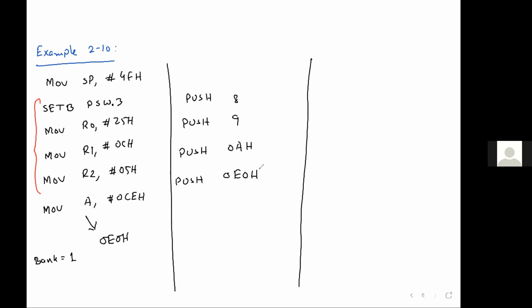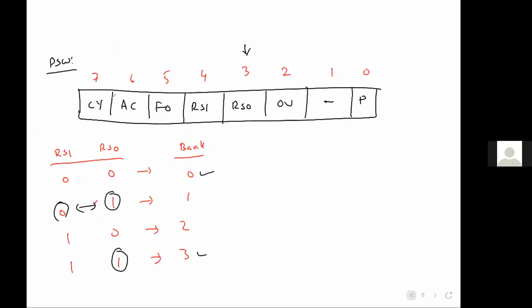Sir, can you repeat the push part again? All right. So see, when we have got this specific line, now you need to be careful about your register bank. So what we are writing, set bit PSW.3. The meaning is the third bit of PSW, set that bit to 1. So this bit will become 1.